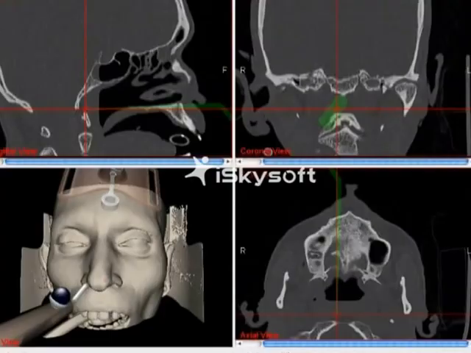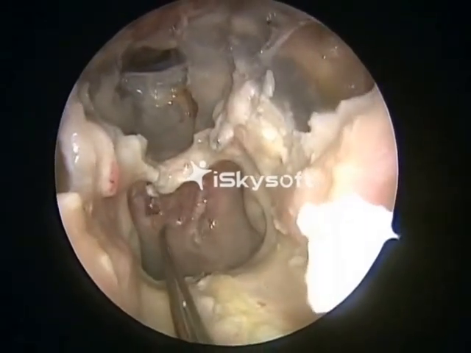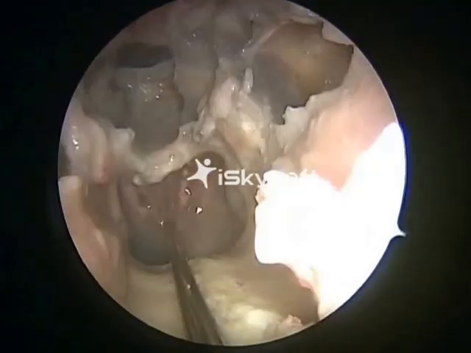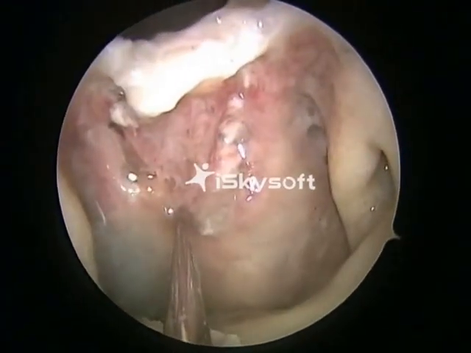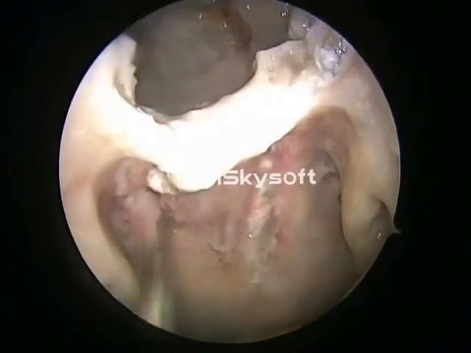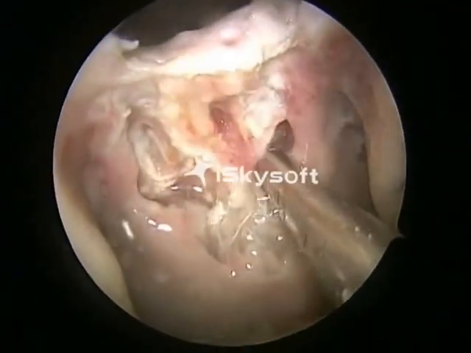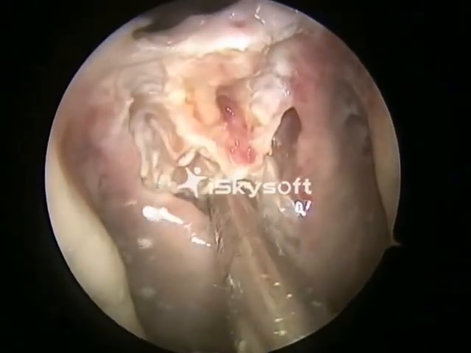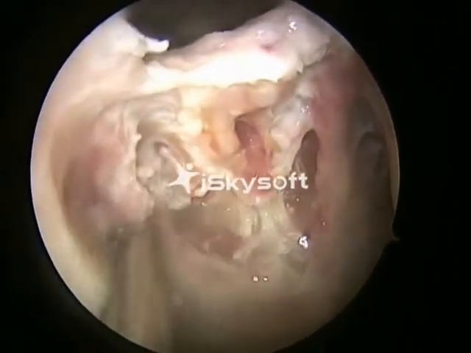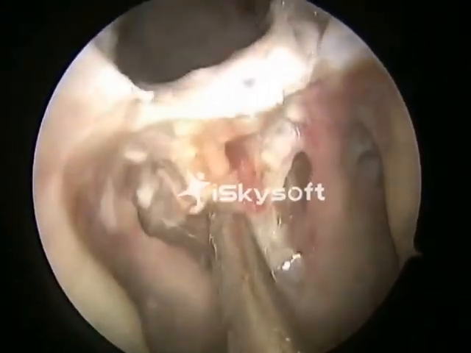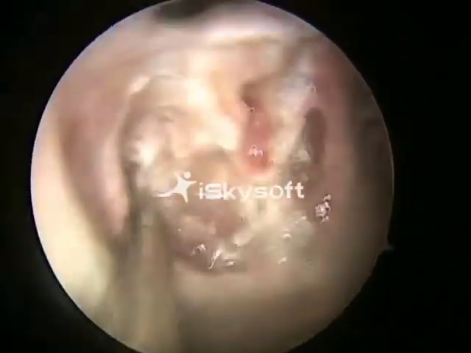In fact, the Karl Storz navigation is a very user-friendly tool, and we have been using that for a long time now, and we find that this equipment is very, very useful when we do the clival dissection. We are now using the debrider to take off the longus colli and the longus capitis muscle. The lateral limit of the dissection would be the eustachian tube on both sides.